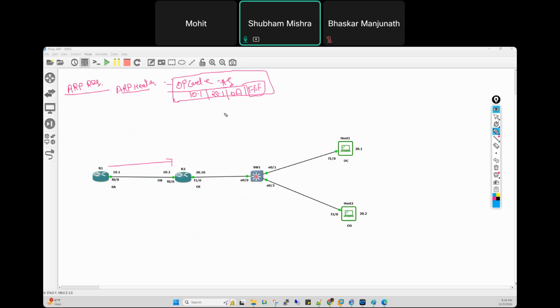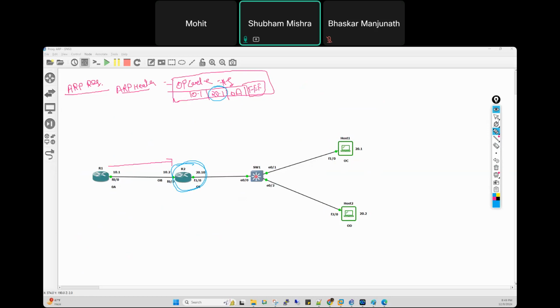Now, what will R2 check? R2 will check the destination IP address. What is the destination IP address? 20.1. The router checks: do I have the 20.1 IP address in my routing table? Do I have the 20.1 IP address in my ARP table?